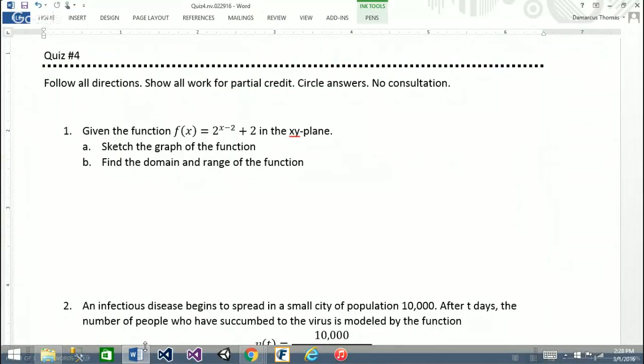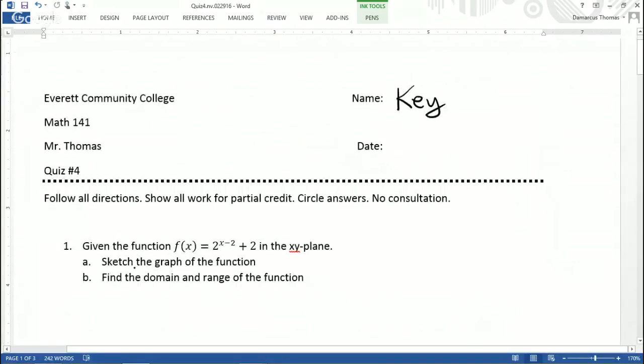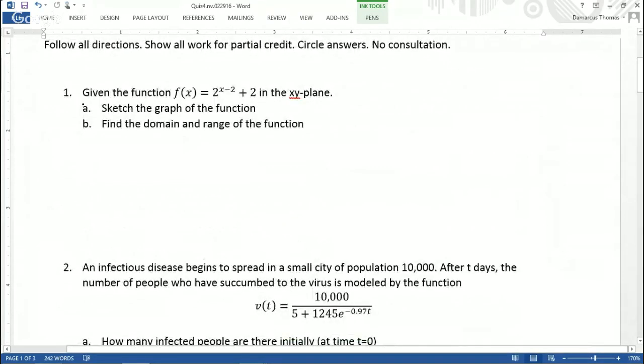In this video, we're going to be going over the solutions to quiz number 4. So we're just going to get started. Quiz number 4 was based on exponential functions and logarithms. And so let's just go through the solutions here. Number 1, it says, given the function f of x equals 2 to the x minus 2 plus 2 in the xy plane, sketch the graph of the function.